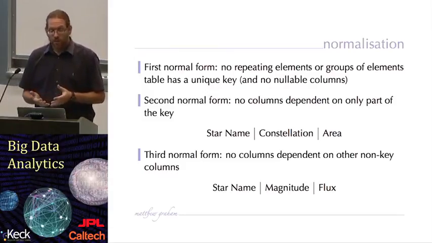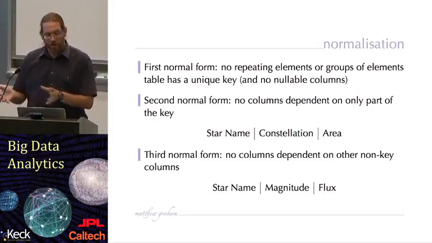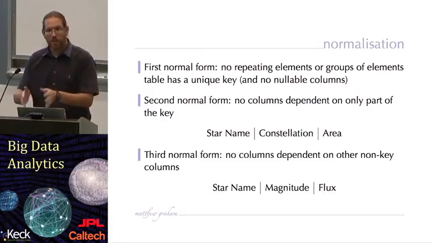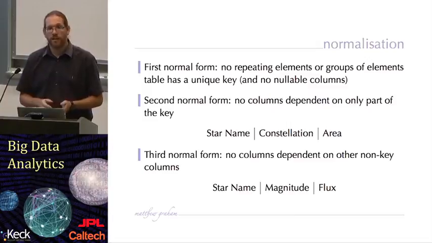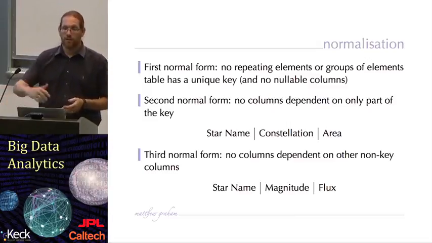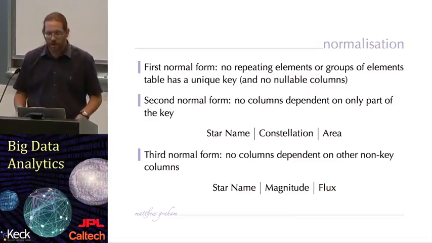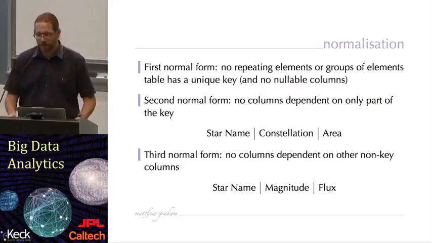In third normal form, you have no columns dependent on any other non-key columns. In that case, you would just have star name, magnitude, and flux, for example, but magnitude and flux are related to each other. One is the log of the other, and so therefore you would remove one of those if you were normalizing your database according to third normal form.